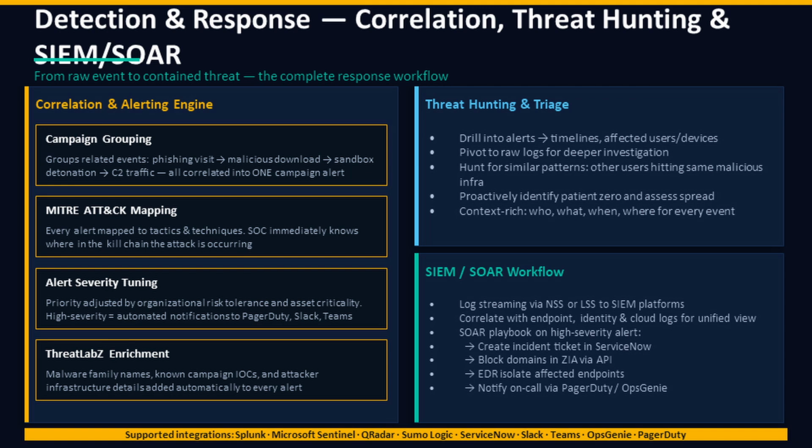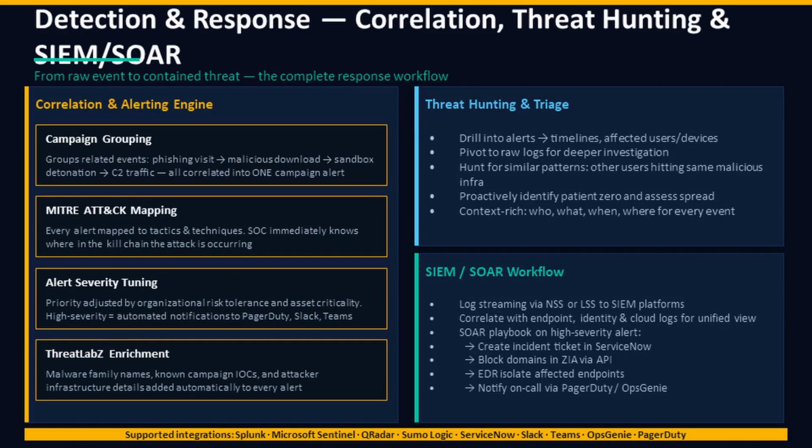This is more than just a label. It means that the moment a SOC analyst opens an alert, they already know which techniques the attacker used and which phase of the kill chain is active. That context dramatically accelerates triage. Alert severity tuning allows organizations to calibrate the system to their risk tolerance and asset criticality. High-severity alerts can be configured to trigger immediate automated notifications via email, webhook, Slack, Teams, PagerDuty, or OpsGenie, ensuring the right people know immediately. ThreatLabz enrichment adds threat context automatically.